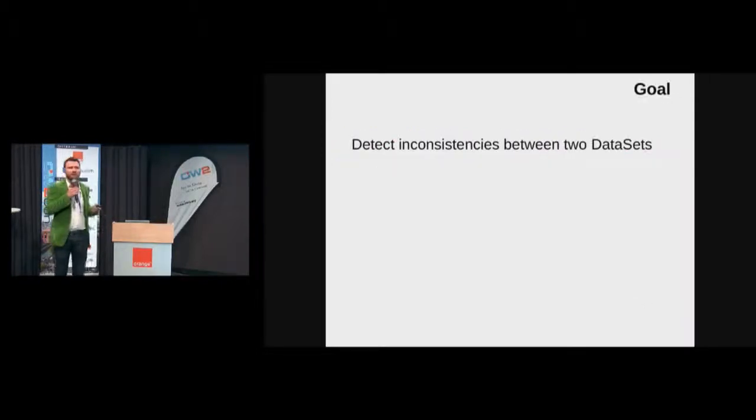The point is to check if between two kinds of data sets there are enough differences, yes or no. That will be the main goal. The first kind of data set is imagery, and the other one will be our open data.